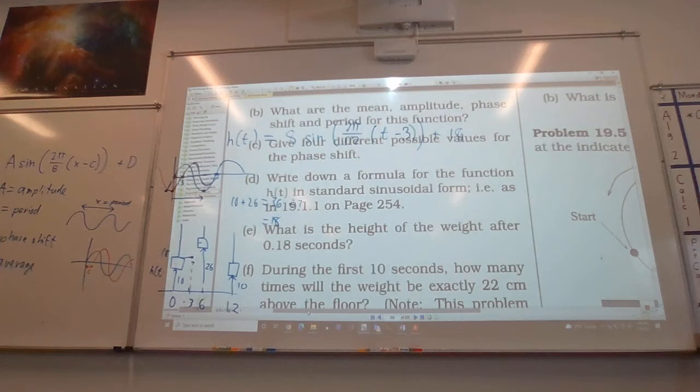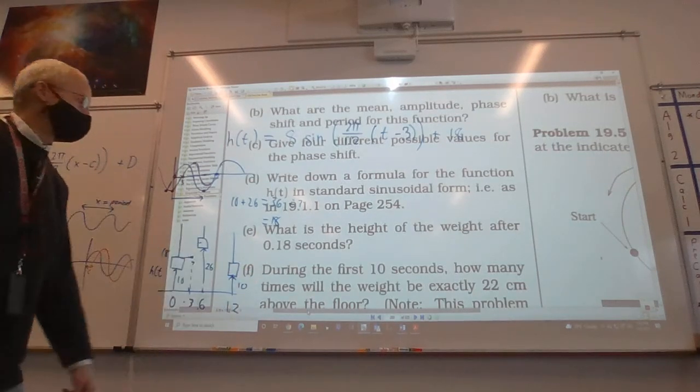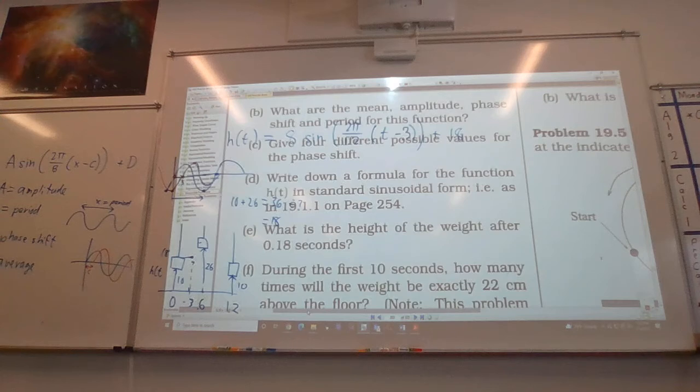So that's easy. Oh, they don't give us a lot, they just tell us the overall formula, which is what we got. For their answers, all they gave us was the answer that I already wrote down up there. H of T is that. I hate that when they don't give all the answers. Anyways, for E, you plug in 0.18. Then they say, during the first 10 seconds, how many times will the wave be exactly 22 centimeters above the floor?